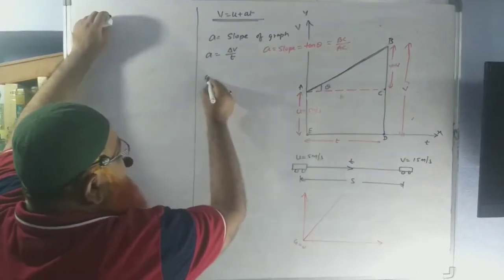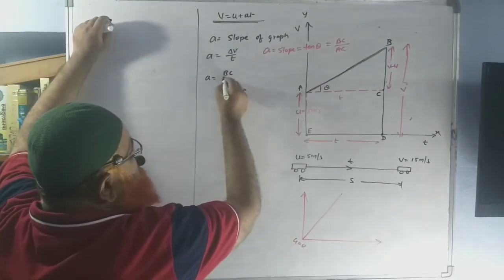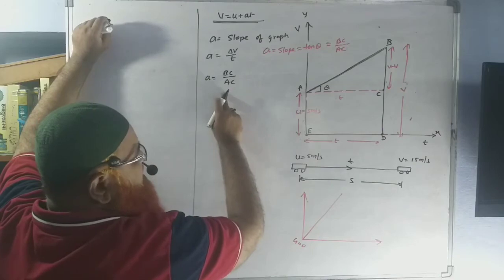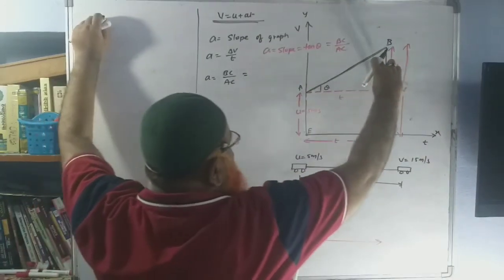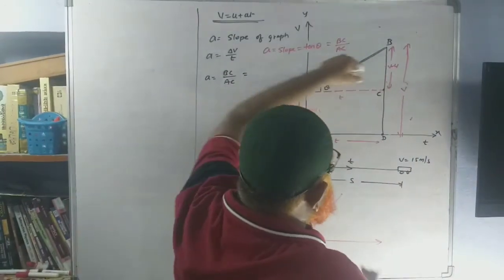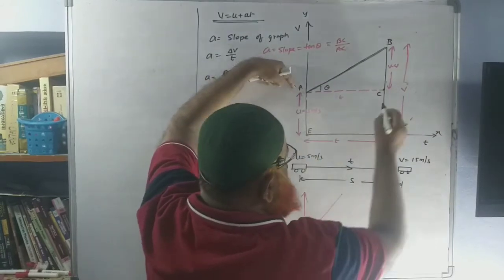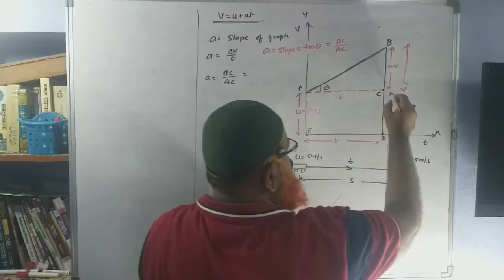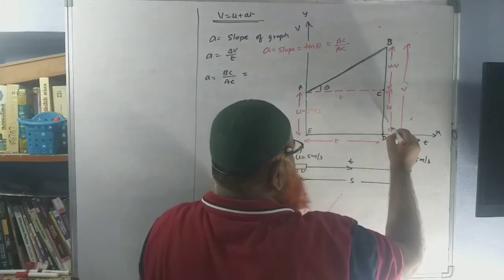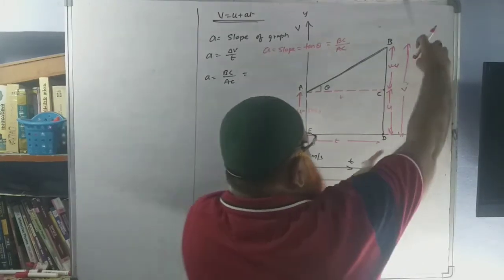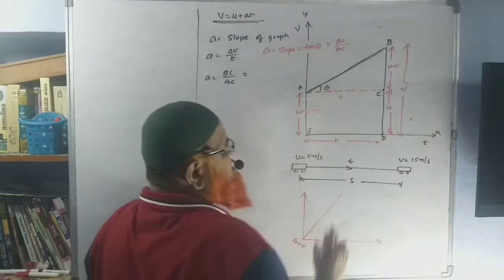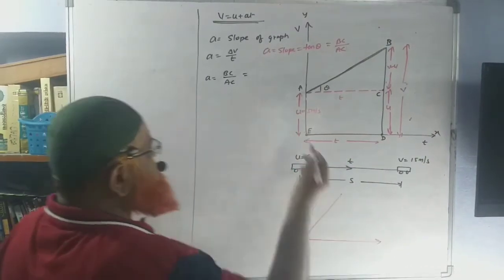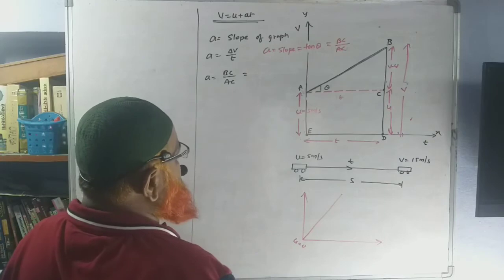So here, acceleration is equal to, we can write one more step here, BC by AC. So what is BC in this case? If this part is u here, you can write like this also: this is u, so this is also going to be u here. And this is going to be v here. Then what is this part? That is going to be the difference here.